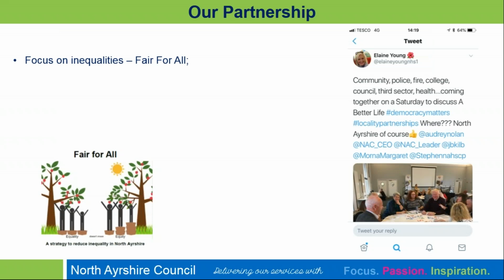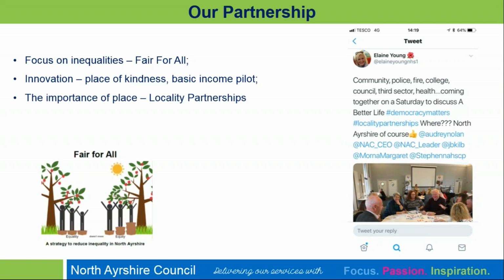So that was our people, our place, and the third P is our partnership. Firstly, our CPP is a very strong partnership. We've got a clear focus on addressing inequalities with our Partnership for All strategy. We're also keen on innovating and working in new ways. For example, we've been working with Carnegie UK on kindness and some of the institutional barriers to us being kind to each other and to those that we work with in our communities. We're also participating in the Basic Income Pilot, along with City of Edinburgh and Glasgow City, on feasibility studies around that.